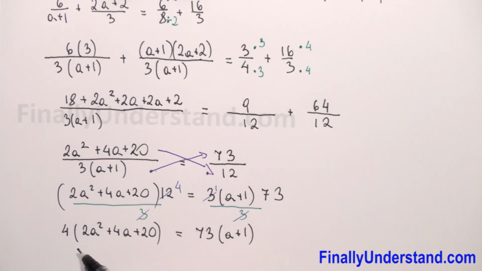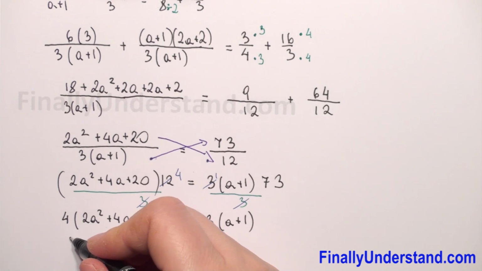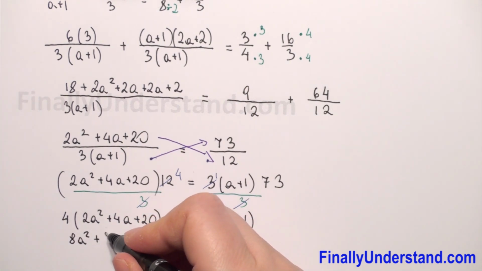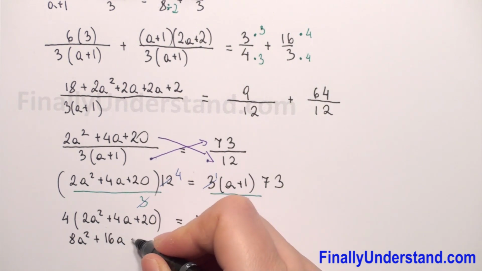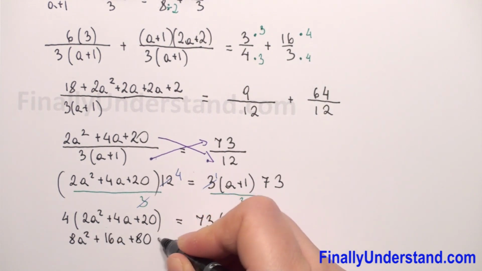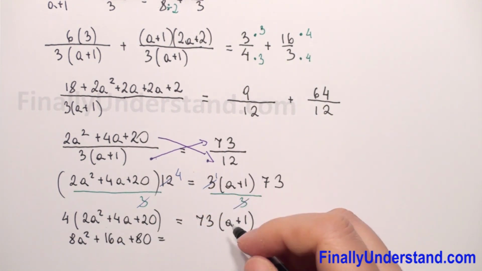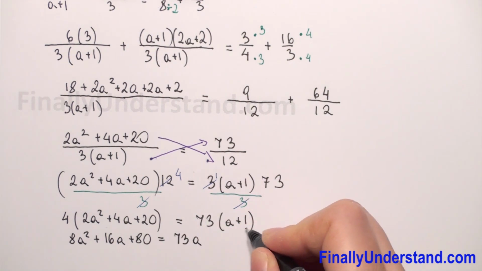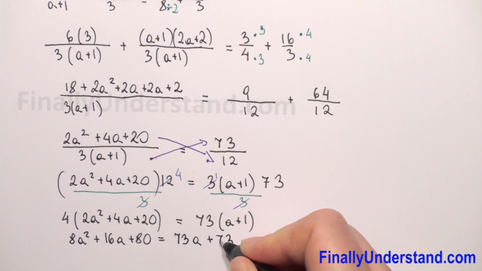Now we multiply every expression in parentheses by 4. So we have 4 times 2a square is 8a squared plus 4 times 4a, so it's 16a. 4 times 20 is 80. This is equal 73 times a, so it's 73a. 73 times 1 is 73.